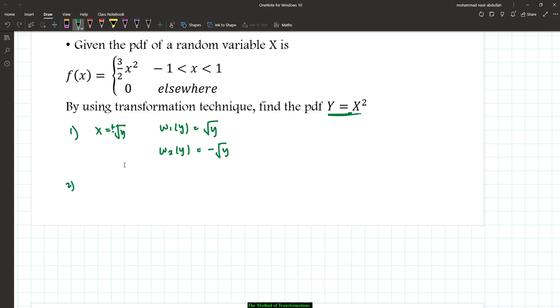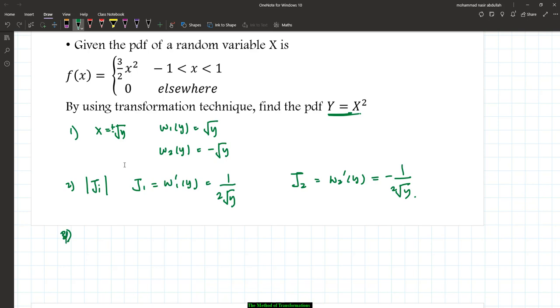The second step is we want to find the ji, right? So for j1 it should be equal to the derivative of w1 y, which should be 1 over 2 square root of y. Benda yang sama kita dah buat tadi, right? So this one should be the derivative of w2 y, so this is a negative 1 over 2 square root of y.